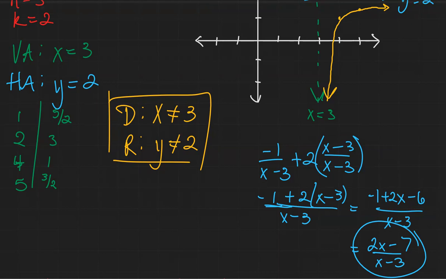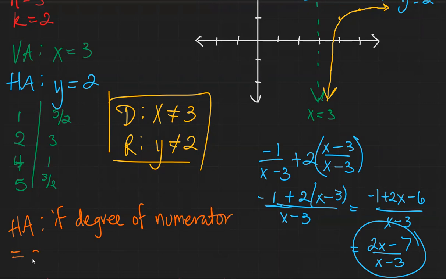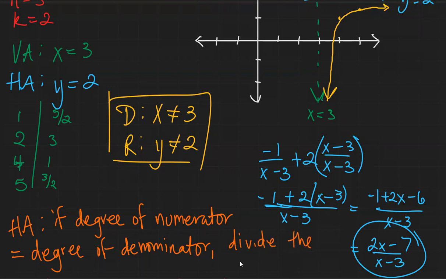So how are we going to get a horizontal asymptote? Something I just want you to believe for now about the horizontal asymptote, we'll talk about it in 8.3, is if the degree of the numerator is equal to the degree of the denominator, the horizontal asymptote, you can find it by dividing the leading coefficients of the numerator and denominator, okay?